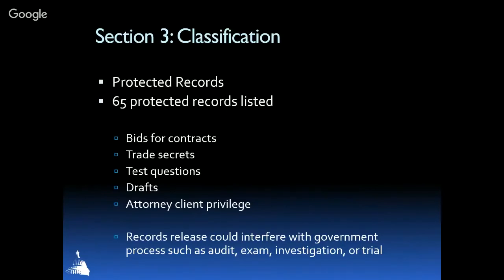You have bids for contracts, trade secrets that would fall under proprietary information. Someone wouldn't want that information released to their competitors. Test questions, we talked about driver's license tests. That would be counterproductive to disclose the test questions before taking the test. Drafts, unless otherwise classified as public. Attorney-client privilege. And think about it this way, releasing protected records could interfere with the government process, such as audits, exams, investigations, or trials. And for the most part, the list of protected records makes common sense after you review them all.